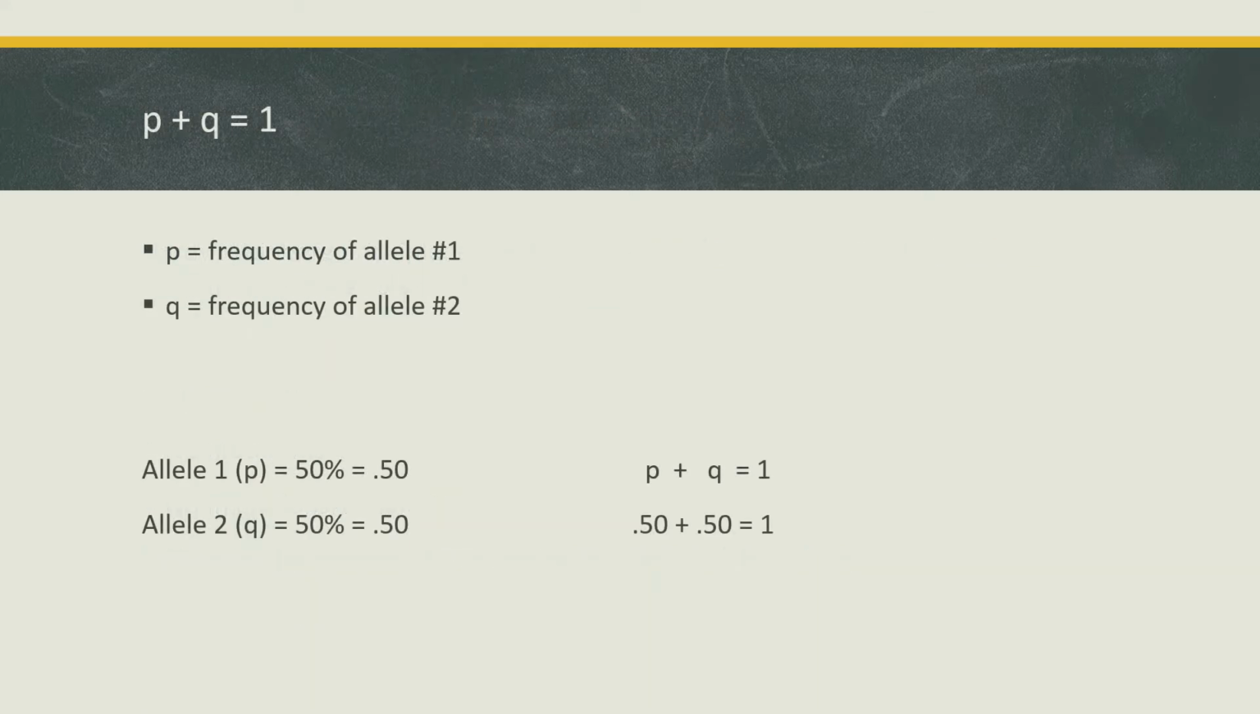So here's the first equation for Hardy-Weinberg: p plus q equals 1, where p represents the frequency of allele number 1, usually the dominant allele, and q represents the frequency of allele number 2, usually the recessive allele. Now we remember from Module 2 that if there are only 2 alleles and each allele has a 50% chance to be expressed, then the possible alleles in p plus q at 50% each will always equal 100%, or 1.